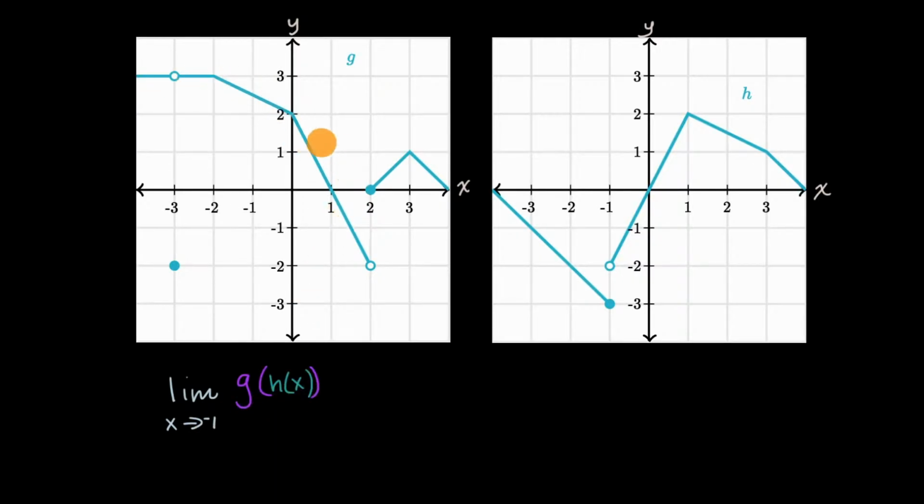Let's see. The function g we see defined graphically here on the left, and the function h we see defined graphically here on the right. Pause this video and have a go at this. Now, your first temptation might be to say, all right, well, what is the limit as x approaches negative 1 of h of x?